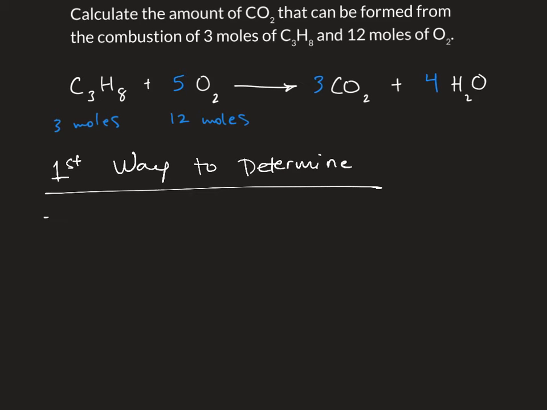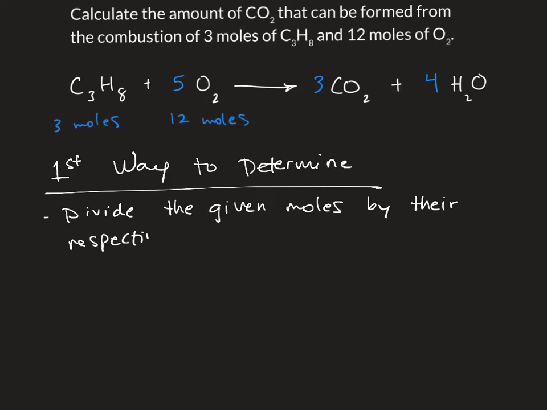Okay, so what we're going to do is go ahead and divide the given moles by their respective coefficient. In other words, the given moles here are what the problem gives us, 3 moles and 12 moles. So we're going to divide the given moles by their respective coefficient.